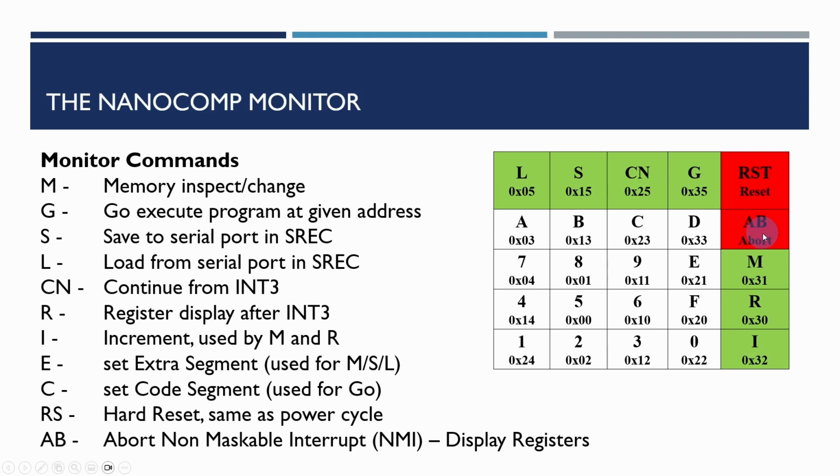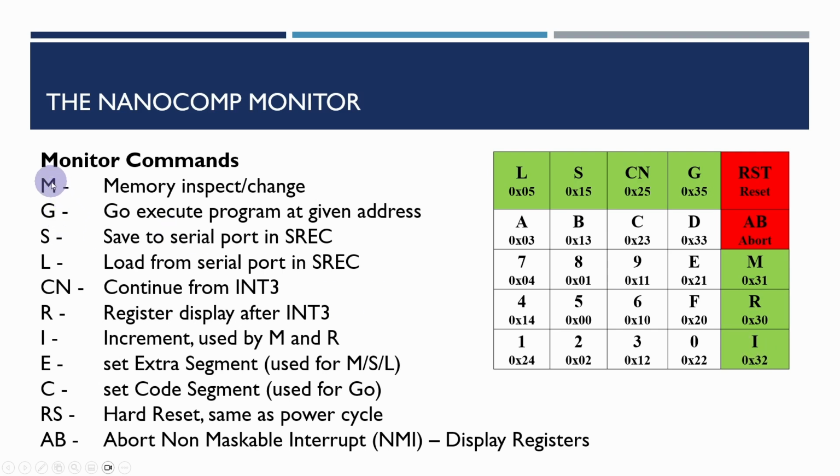On the original IBM PC and PCXT, the non-maskable interrupt was used for parity checking of the RAM. But since we're not using parity, the non-maskable interrupt actually allows the monitor to abort where you are, and it will then show the registers on the display. M is used to inspect and set memory. R shows registers, and I is just to increment between memory locations.